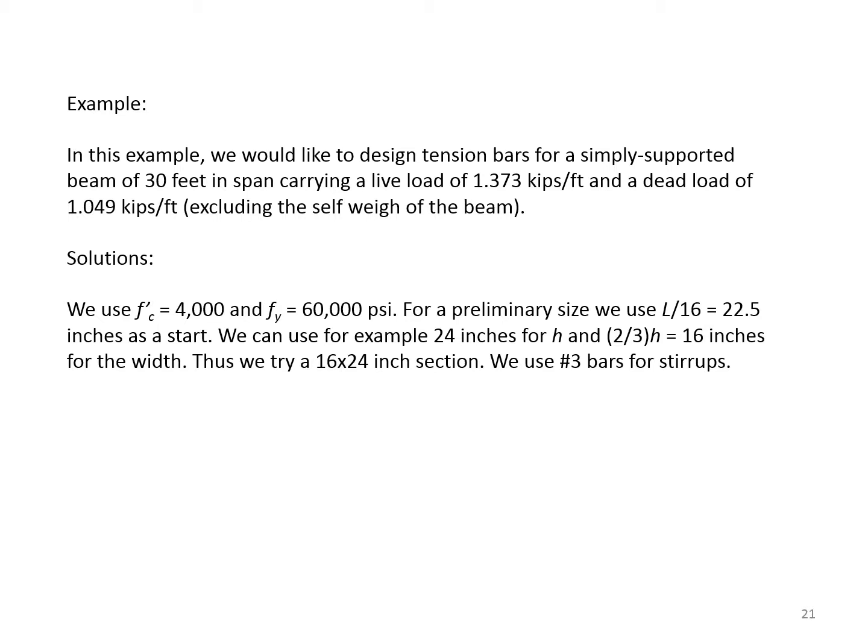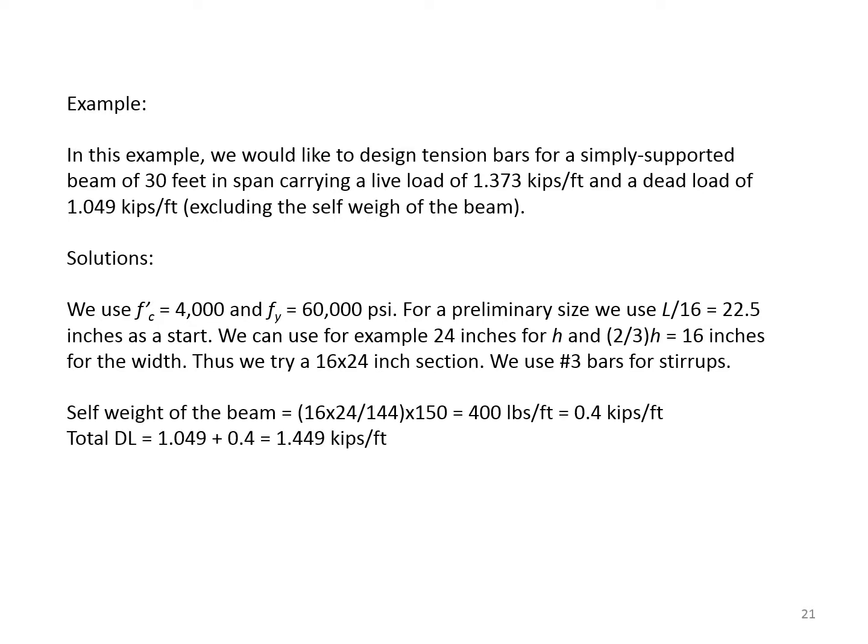We use number 3 bars for the stirrups. The self-weight of the beam is 16 times 24, that's the area of the cross section, divided by 144, so we have it in square feet, multiplied by 150, which is density of concrete in pounds per cubic foot. The answer is 400 pounds per foot. Therefore, the total dead load, when we convert these into kips, would be 1.049 plus 0.4 is 1.449 kips per foot.